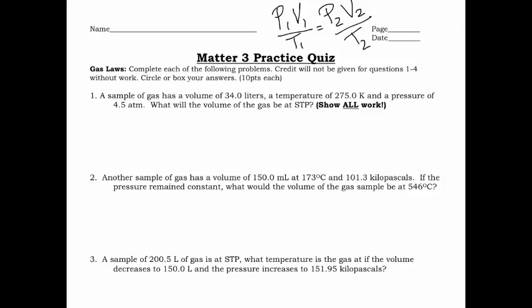So number 1, a sample of gas has a volume of 34 liters, so that's going to be my V1, and a temperature of 275 K, so that's my T1. Keep in mind that it has to be in Kelvin. If it's not, you have to convert it using the equation on the back of your reference tables, or recalling that all you have to do is add 273. And a pressure of 4.5 atmospheres, so that's P1. What will the volume of the gas be?